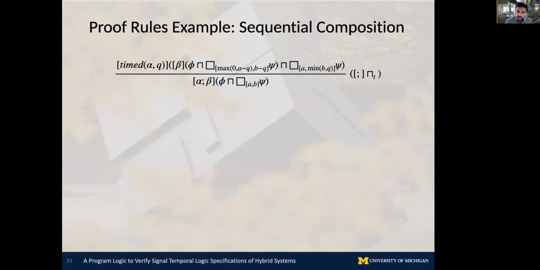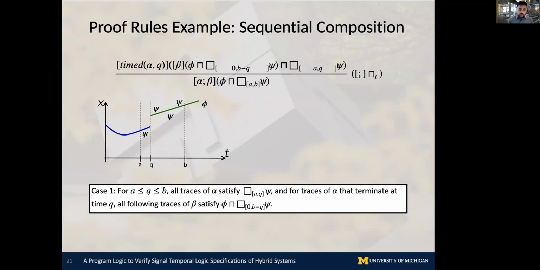So looking at the conclusion of the rule then, it says for all traces of alpha semicolon beta, this normalized formula phi box and box AB psi is true. Now, there are essentially three cases that we need to consider for this kind of sequential composition. These cases are encapsulated using this min and max notation in the premise of the rule above, but let me break it down for you. Case 1, A is less than or equal to Q, which is less than or equal to B. That is, alpha is a program that terminates at some point between A and B. This is shown in the figure on the slide.